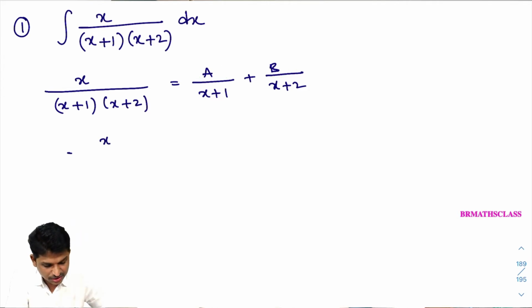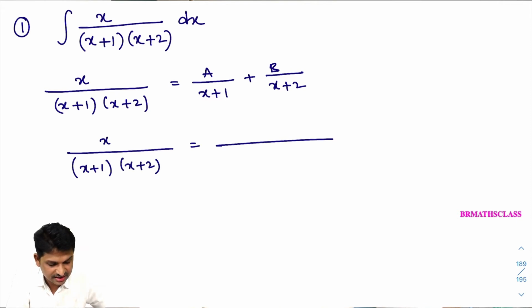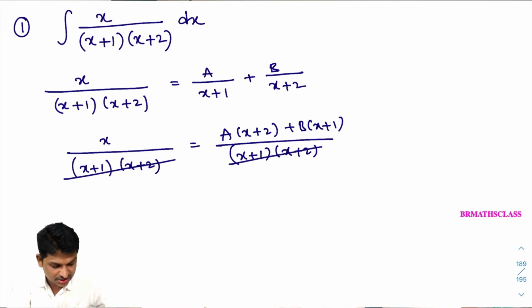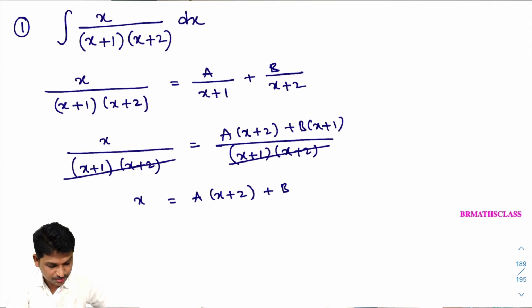Okay. A little bit of simplification I will do here. x divided by (x plus 1) into (x plus 2) equals, here what is the LCM? LCM is (x plus 1) into (x plus 2). Okay. Now you multiply these two things: a into (x plus 2), you know how to do the LCM of all these things, plus b into (x plus 1). Now look here, this (x plus 1) into (x plus 2) will get cancelled. What is remaining? x equals a times (x plus 2) plus b times (x plus 1).